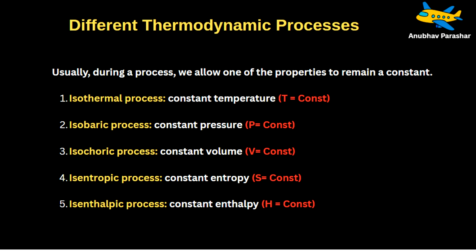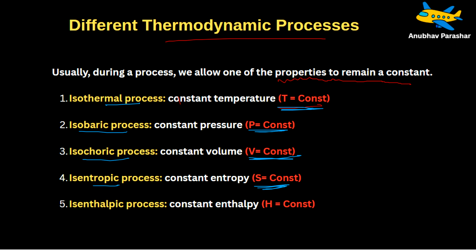Having said that, what are the different thermodynamic processes possible? There are basically 5 thermodynamic processes which you generally have, and in all the processes we keep one of the properties constant. We'll talk about it later on. It makes our analysis of a system easy. So if the temperature is constant, we call it an isothermal process. If the pressure is constant, we call it an isobaric process. If the volume is constant, we call it an isochoric process. If the entropy is constant, we call it an isentropic process.